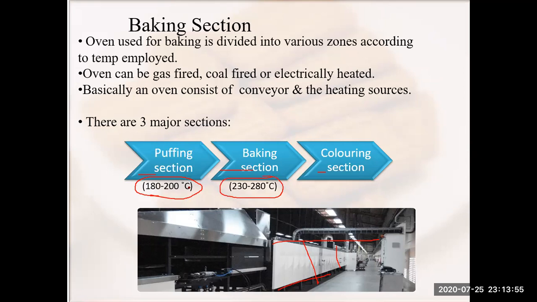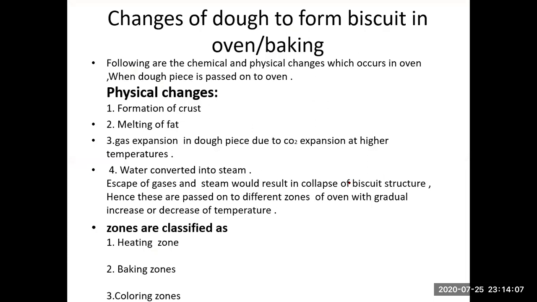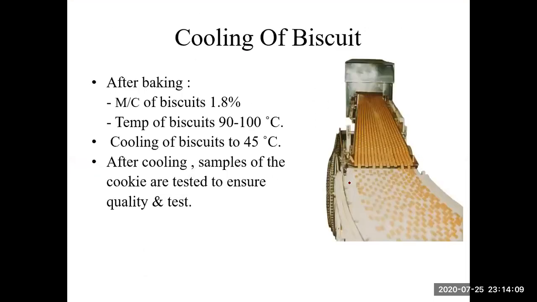That temperature is 230 to 280. The coloring section temperature is almost the same, within this range, not more than that. And here the biscuit will get its color. After the coloring section, it goes to the cooling section. From the tunnel oven, with the conveyor belt, it goes to the packaging section. While going to packaging, within this time, the biscuit is automatically cooled.